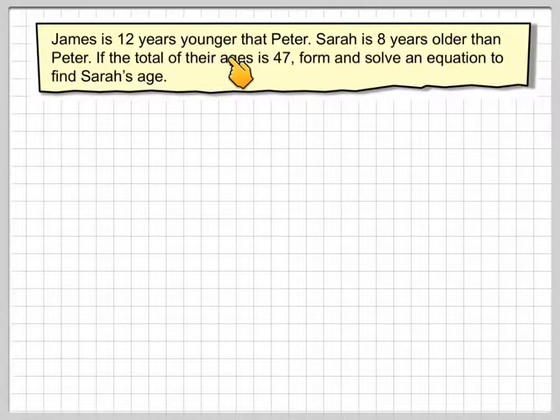James is 12 years younger than Peter. Sarah is 8 years older than Peter. If the total of their ages is 47, form and solve an equation to find Sarah's age.